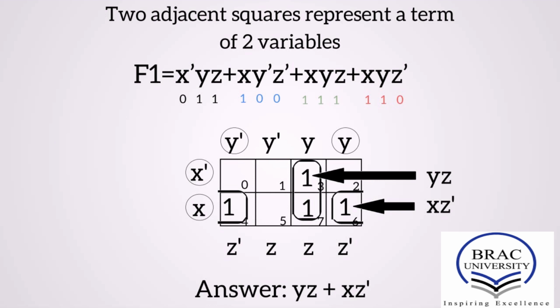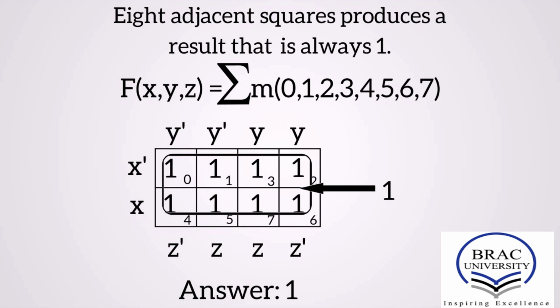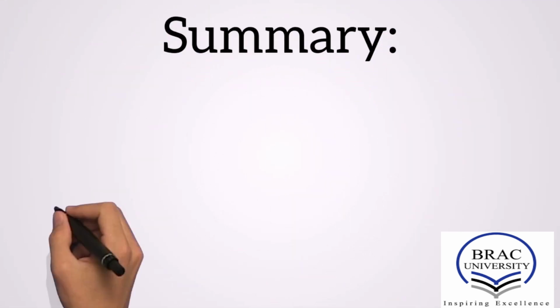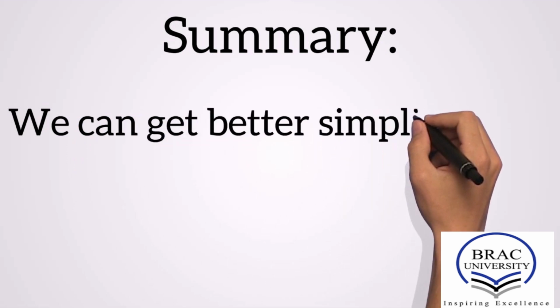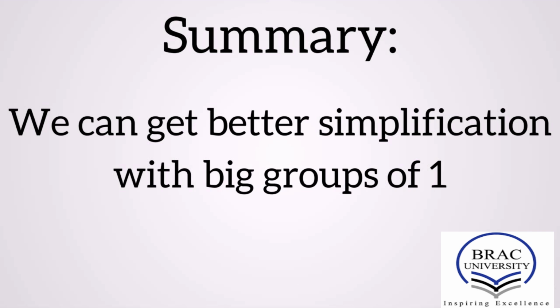Now let's notice something. 2 adjacent squares can represent a term of 2 variables. 4 adjacent squares represent a term of 1 variable. And finally, 8 adjacent squares represent a term which always results in 1. So we can say in summary that if we have big groups of 1, then we can get a better simplification. So while simplifying a function, we will always try to make as big a group as we can.